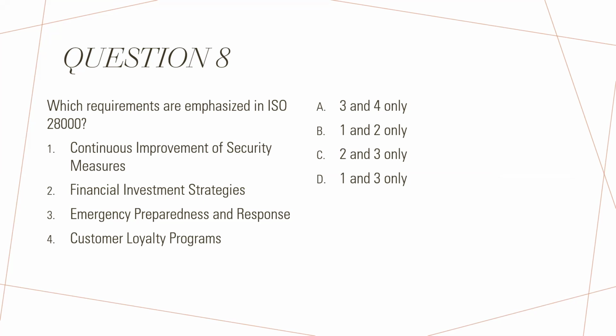Number one, continuous improvement of security measures, and number three, emergency preparedness and response. Number two, financial investment strategies, is another matter within the organization, not related to the security management system, and neither is the customer loyalty program. Therefore, the answer here should be 1 and 3, or option D. So we may close this question here.